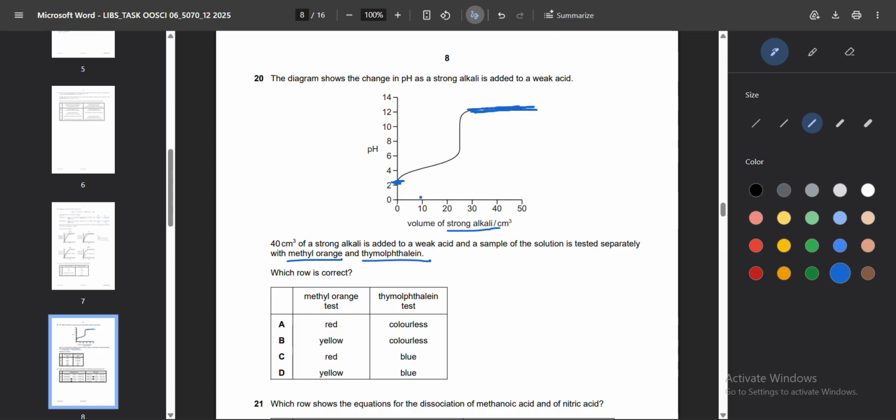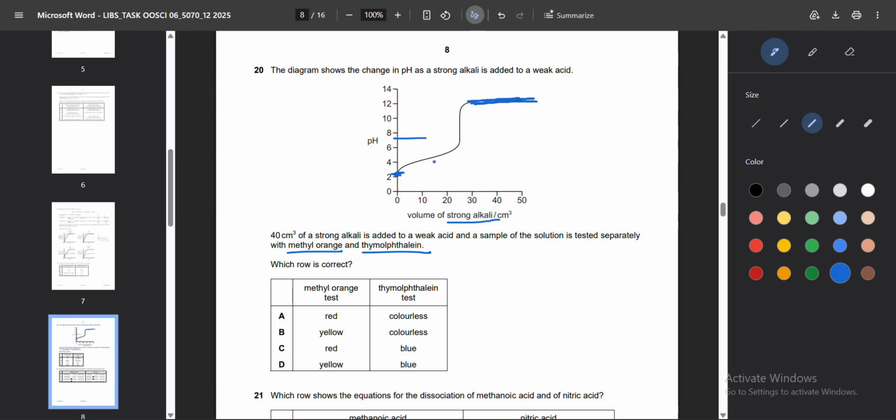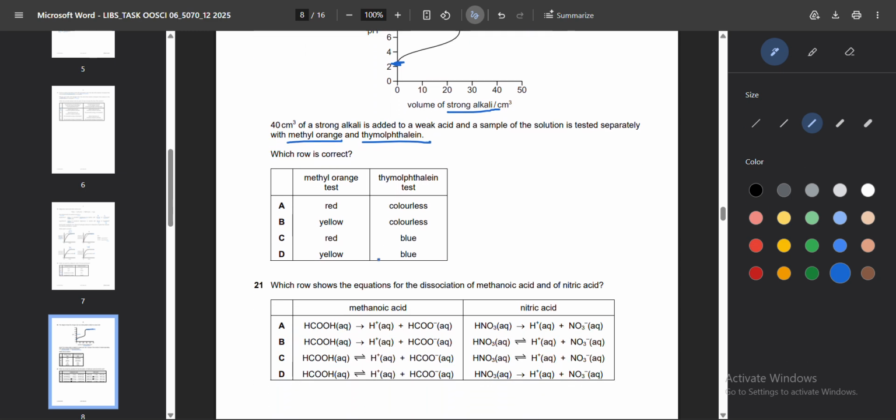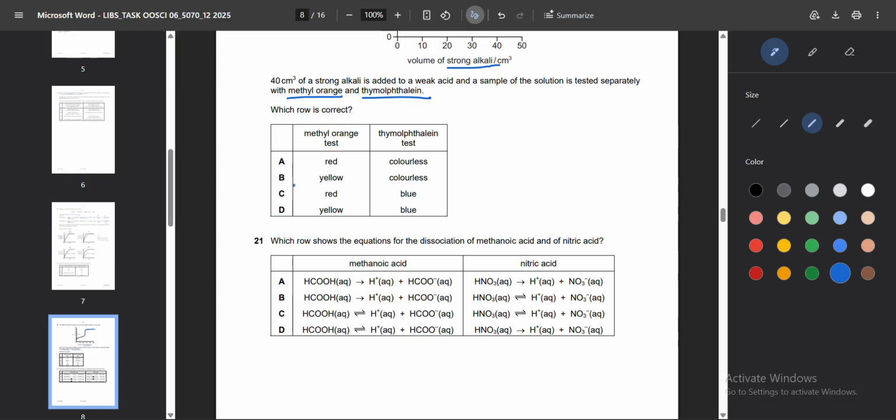Because over here we are just left with the alkali. We have added the alkali. Neutralization takes place at 7, and after the neutralization point is gone, we just keep on adding the alkali to it. We are adding alkali more and more, so the solution becomes alkaline, and the indicators will show the colors which they show in alkalis. So which option would be the correct one? It would be, yes, D.